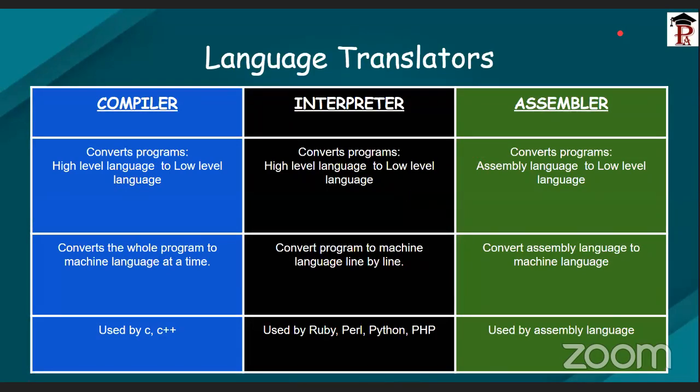Okay, ma'am. Compiler, interpreter, and assembler, all these three are language translators. These language translators convert the high-level language and the assembly language to low-level language, which means binary language, because the system is only able to understand binary language. So all these will convert high-level language and assembly language to the low-level language. These are all language translators.